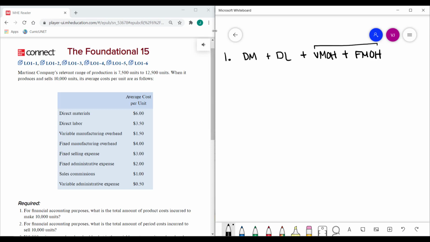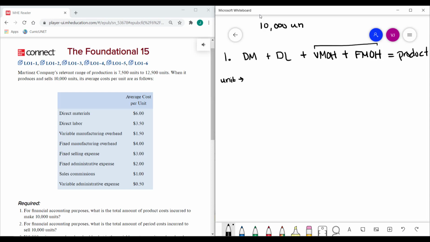So all we want to do now is just plug in what we know. If we know that those added together equal product costs, we just want to find those elements here. But they give us the average cost per unit for each of these elements. They don't give it to us in total. So it asks us what is the total amount of product cost incurred to make 10,000 units here. So let's look at direct materials. Here we're just going to do the per unit portions.